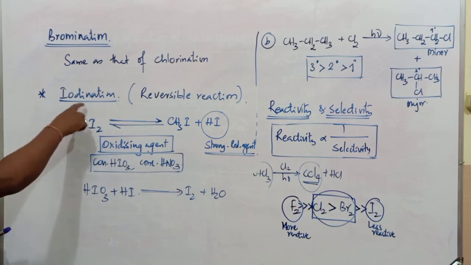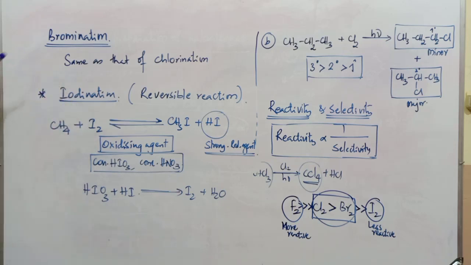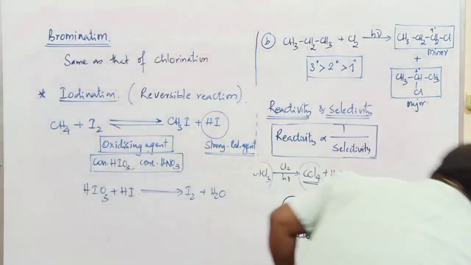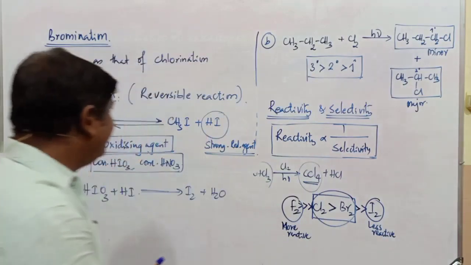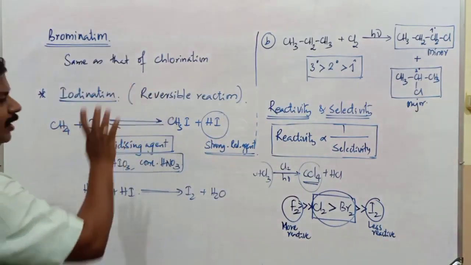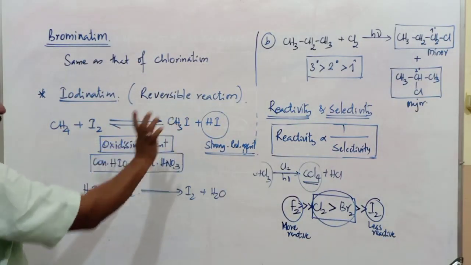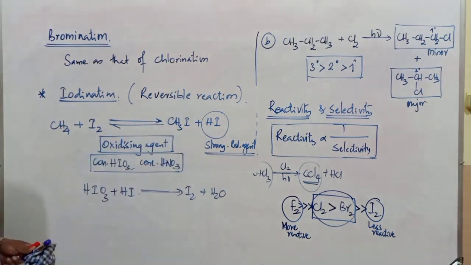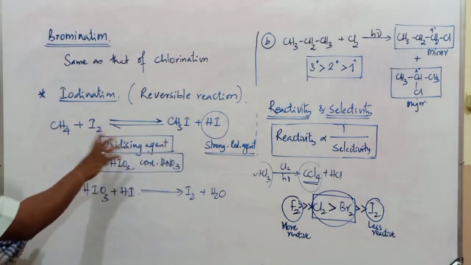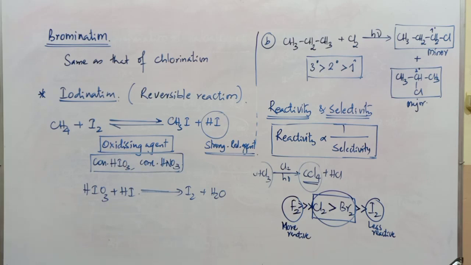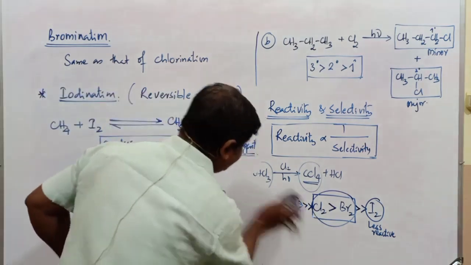So this is about the chlorination of alkanes, bromination of alkanes, and iodination of alkanes. The reaction is going to be in this particular way. You can take any type of alkane, and the alkane is going to be converted into alkyl halide, but it is going to be reversible. In order to carry out the reaction in the forward direction, we have to add a certain amount of oxidizing agents, right?